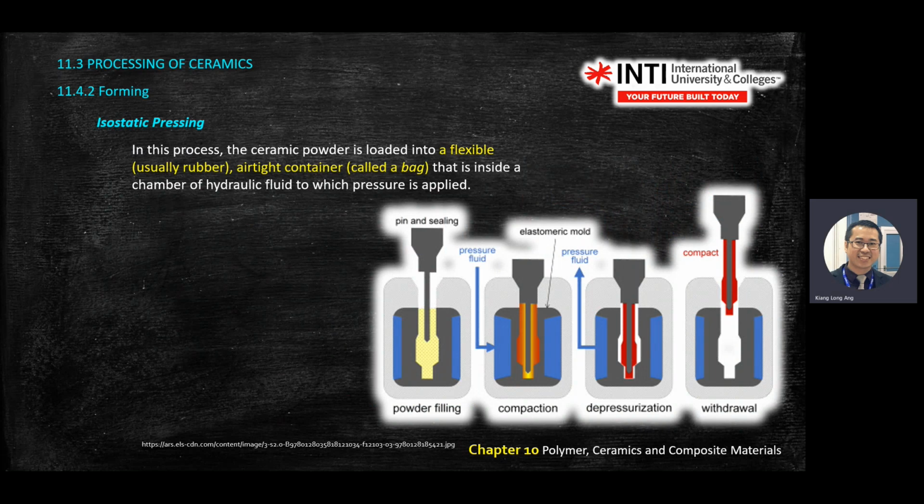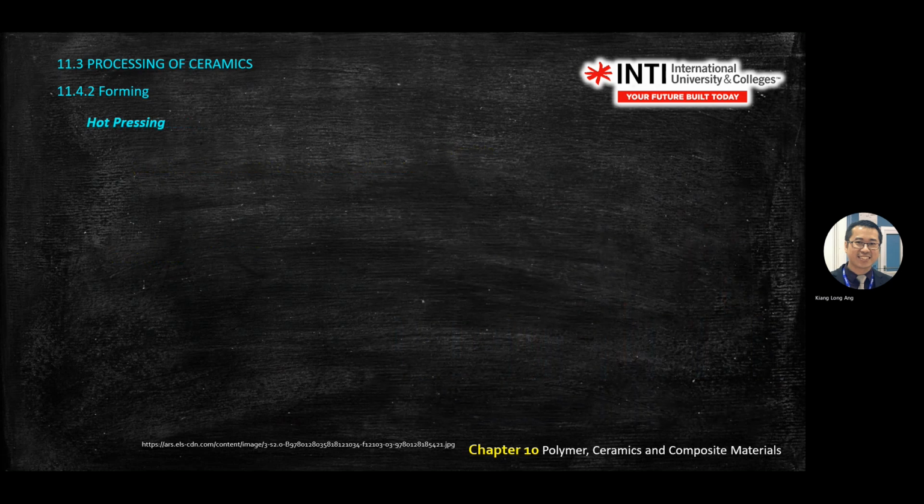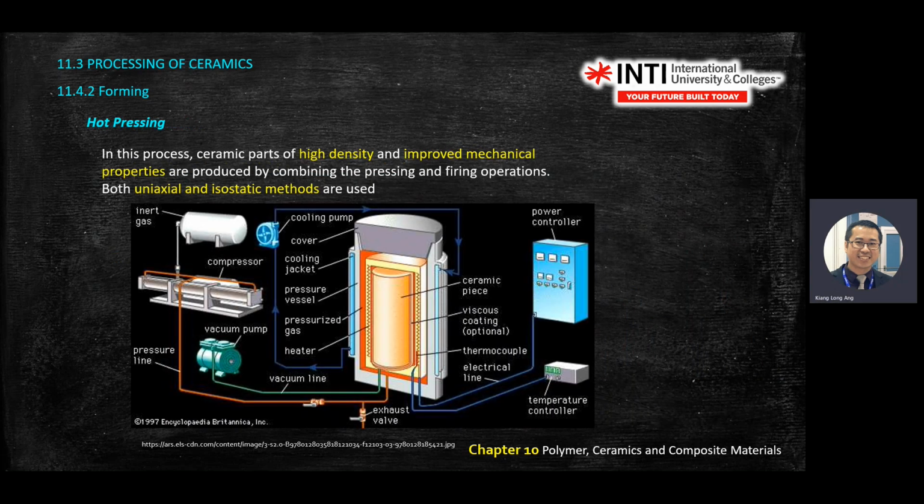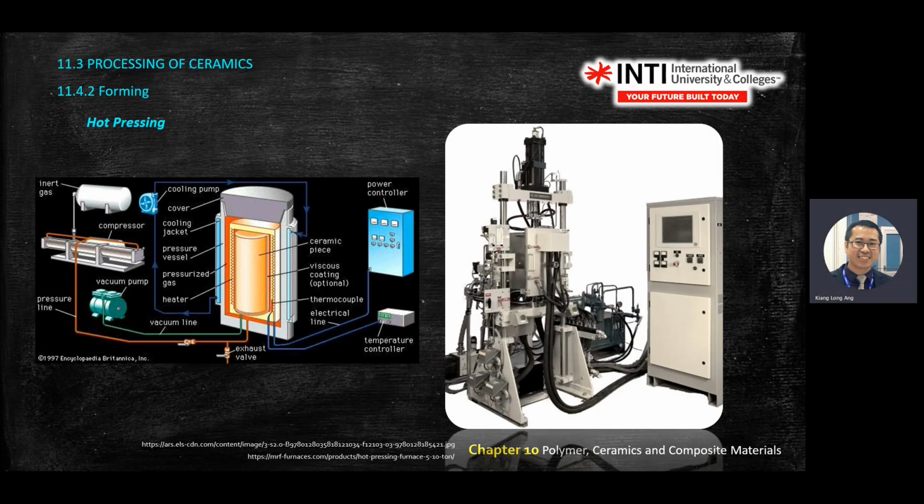So this is pressing. There's pressing, isostatic pressing. This one, I can't remember whether I asked you. I don't think so. Okay, hot pressing means you input high temperature, then you press it. If you work in the industry, there is a machine that provides the heating and the pressure at the same time.